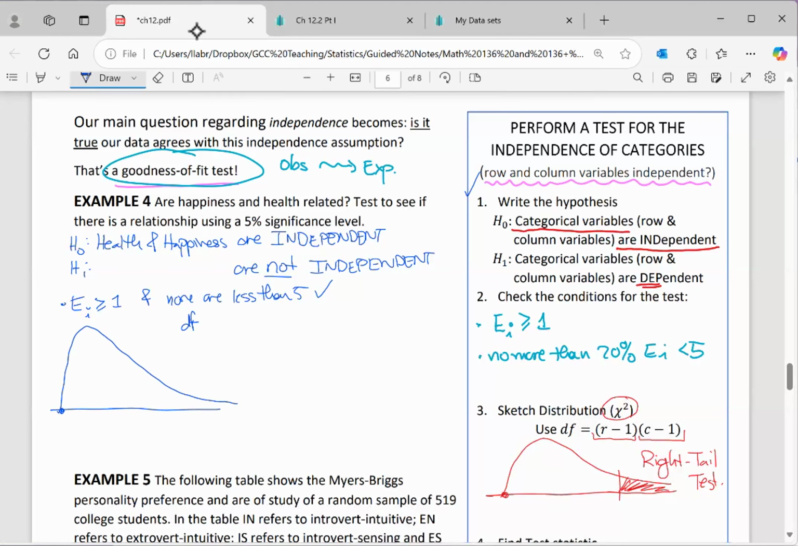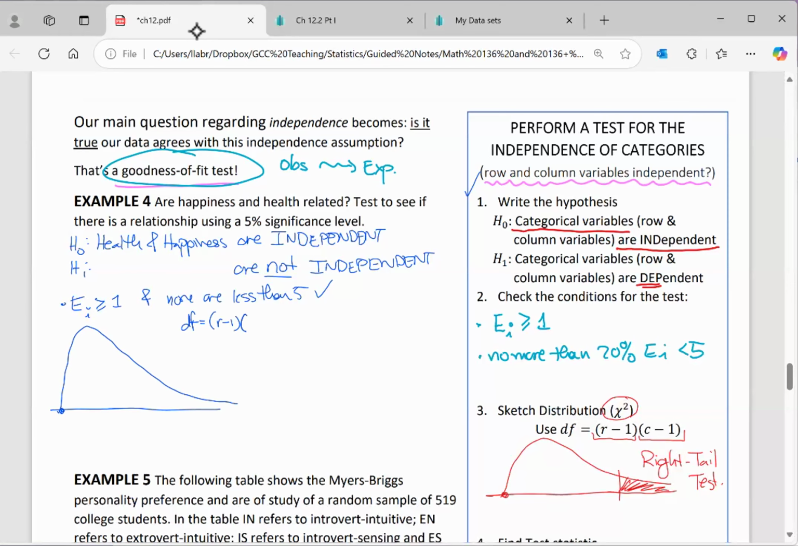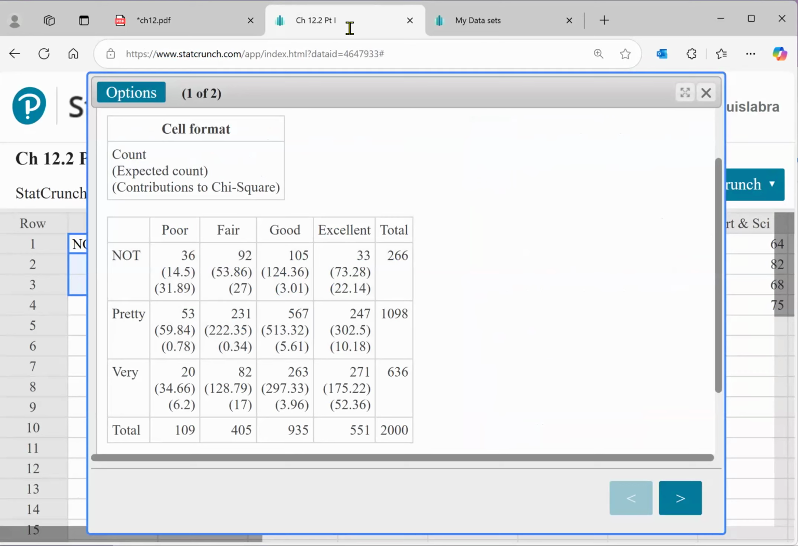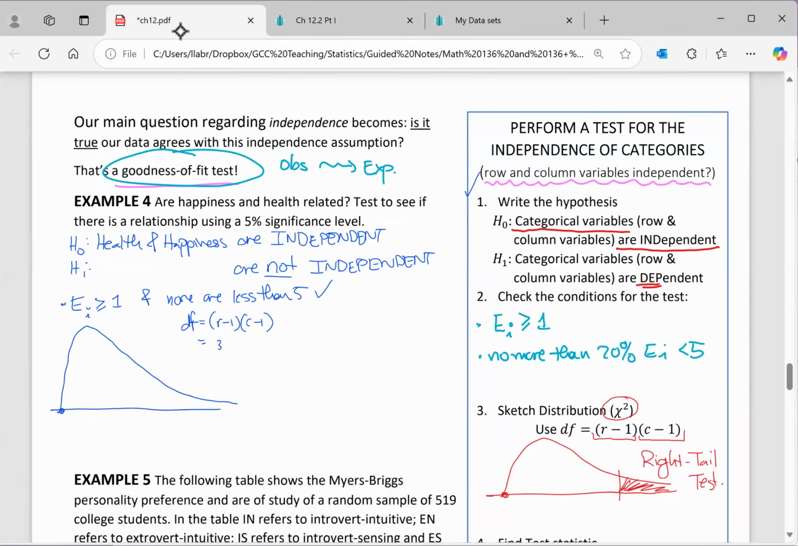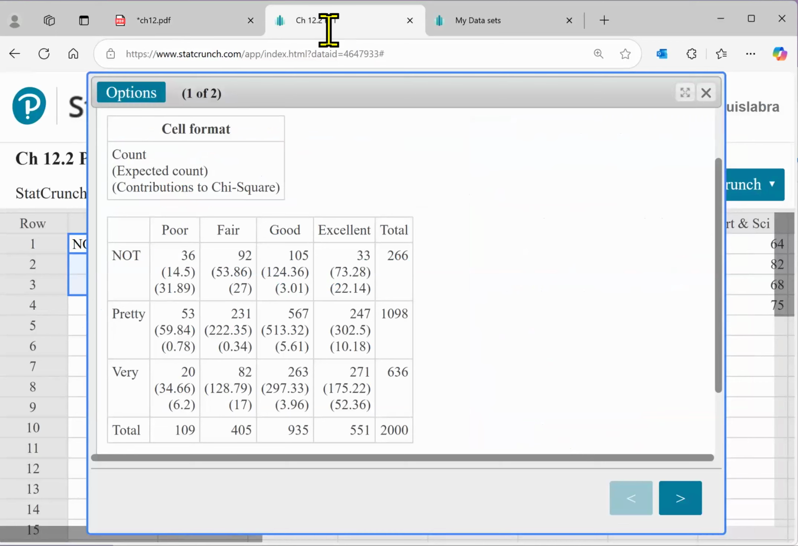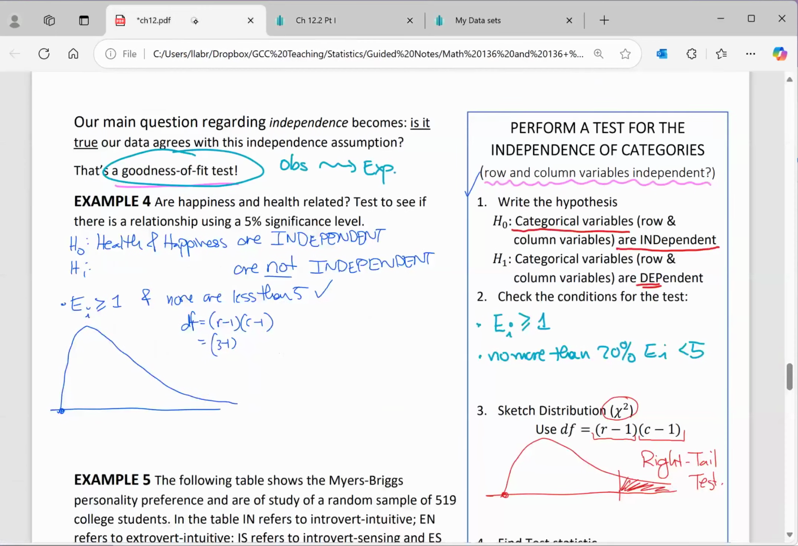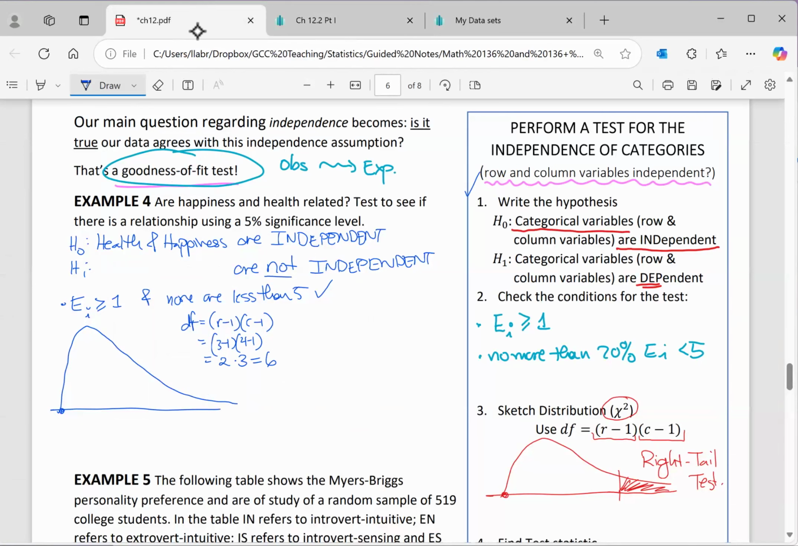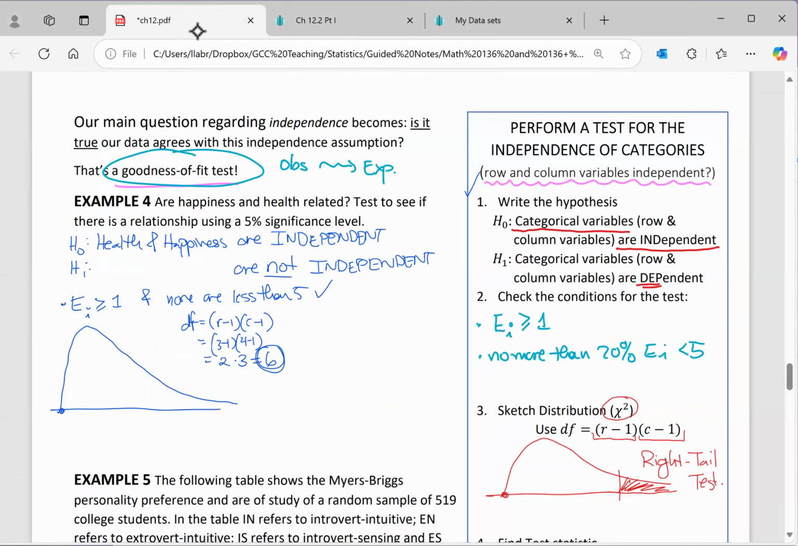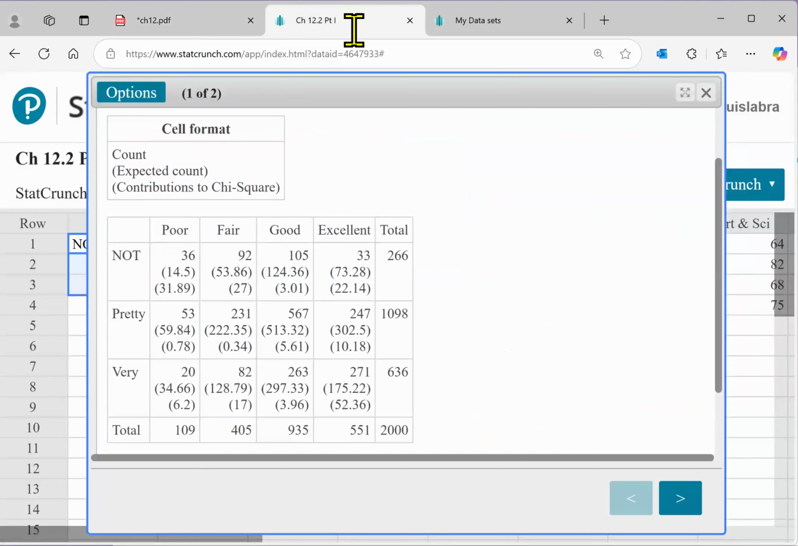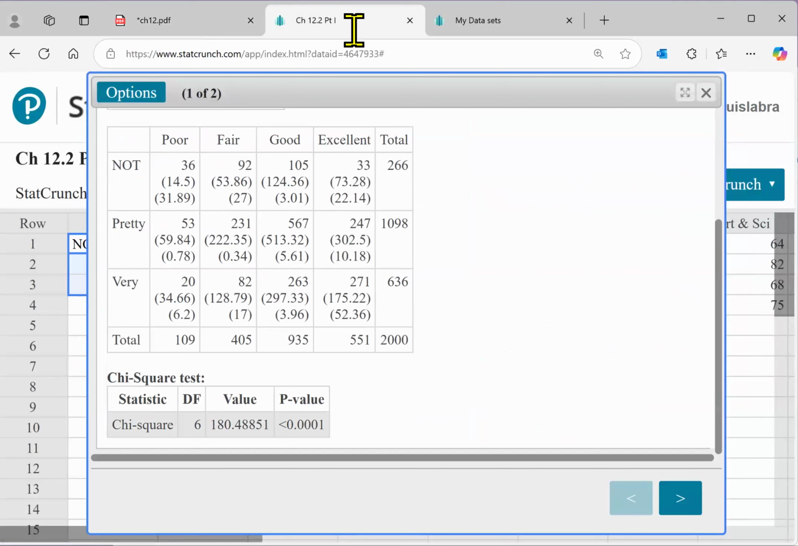And let me actually compute the degrees of freedom here. Remember, it's row minus 1 times column minus 1. So we have to go back and count how many rows there are. There's 1, 2, 3. There are 3 categories for the row. The columns were poor, fair, good, excellent. That's 4. So this gives you 2 times 3, which is 6. Now you could compute it. I like to compute it just because it encourages us to really think about what we're doing. Or you could have just looked at the degrees of freedom as part of the output in StatCrunch as well.